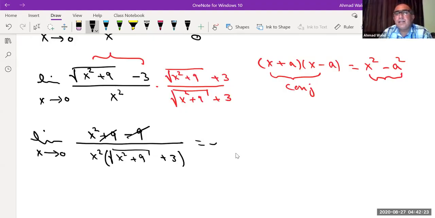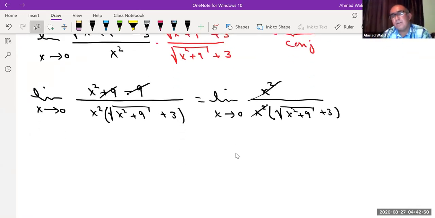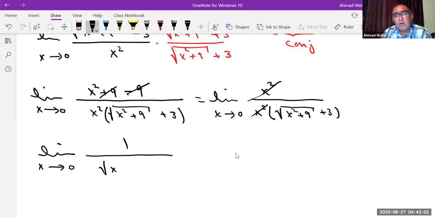Then you end up with limit of x squared over x squared times square root of x squared plus 9 plus 3 as x approaching 0. You see here, you can cancel out x squared with x squared. The problem was that x squared in the denominator. That was the problem. You removed it. Correct? Now I'll end up with limit as x approaching 0, 1 over what is left in the denominator, square root of x squared plus 9 plus 3.